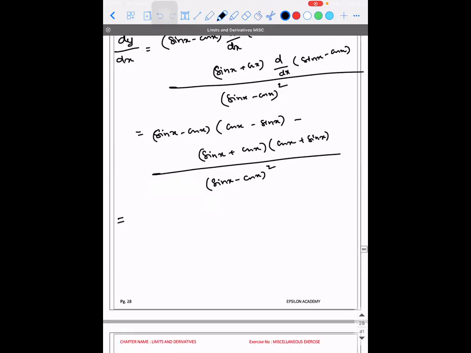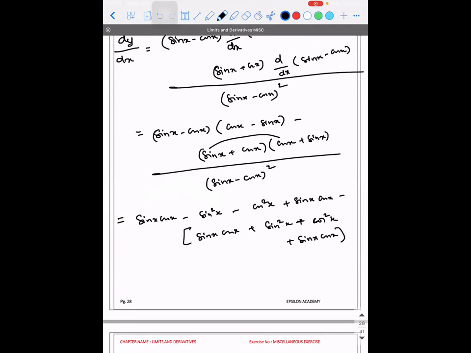See, sin x cos x minus sin square x minus cos square x plus sin x cos x, minus, multiply both again, sin x cos x plus sin square x plus cos square x plus sin x cos x, the whole divided by (sin x minus cos x) the whole square. Tell me, is there any doubt at this step?